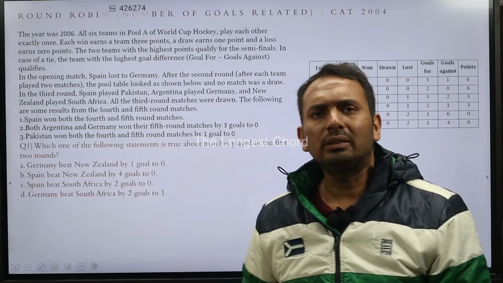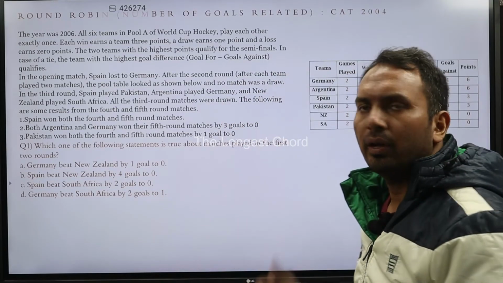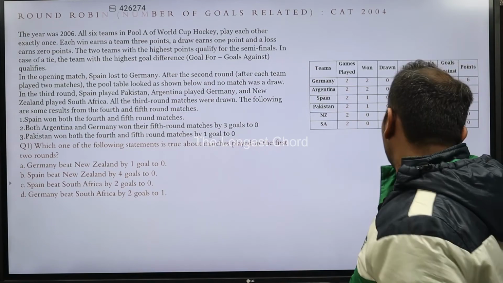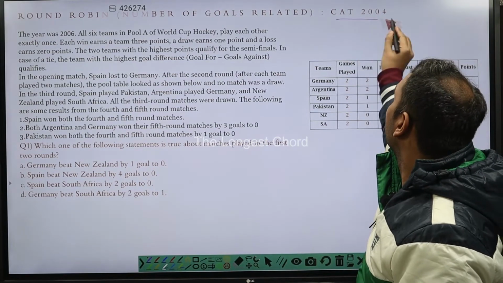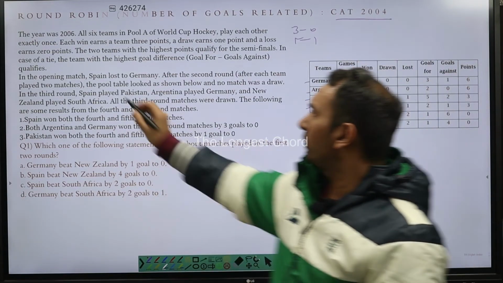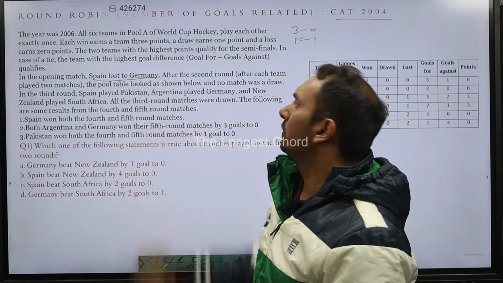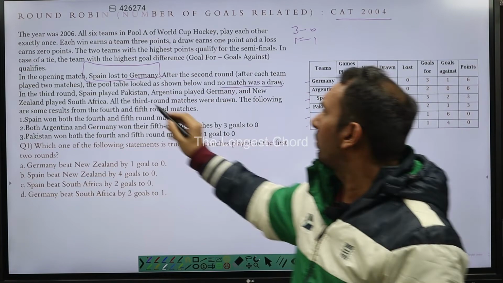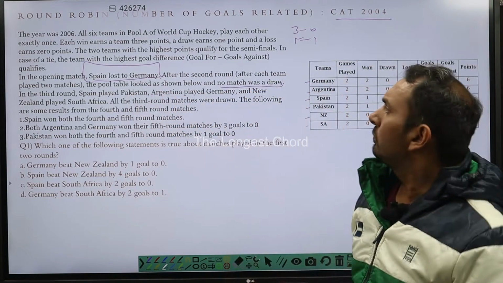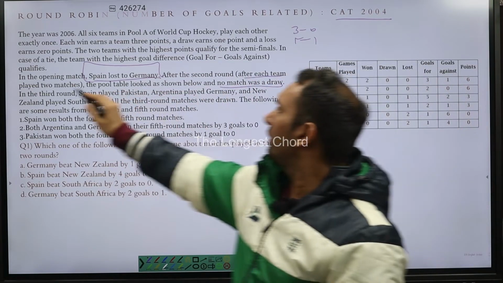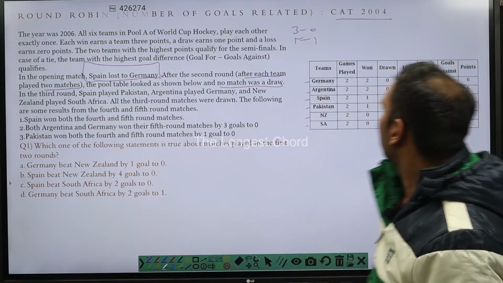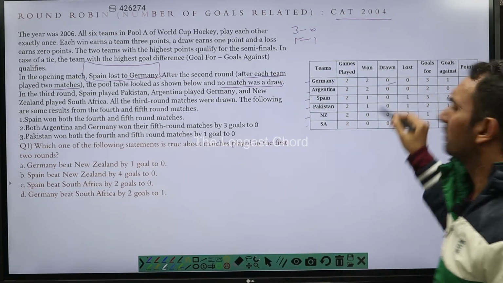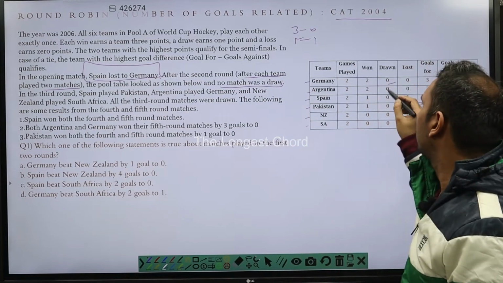So let us look at this set. Now this set has already come in CAT, and it has come in CAT 2004. In the opening match, Spain lost to Germany. No match was a draw after each team played 2 matches. So there is no draw here. Again, it is visible quite clearly. It's all 0.